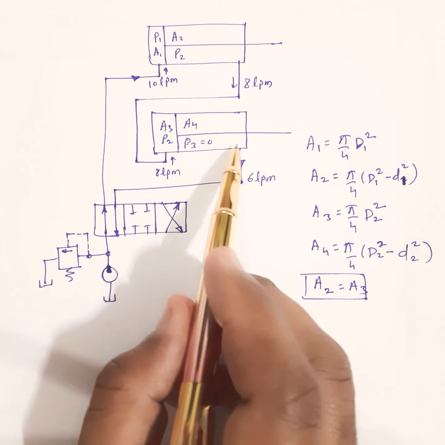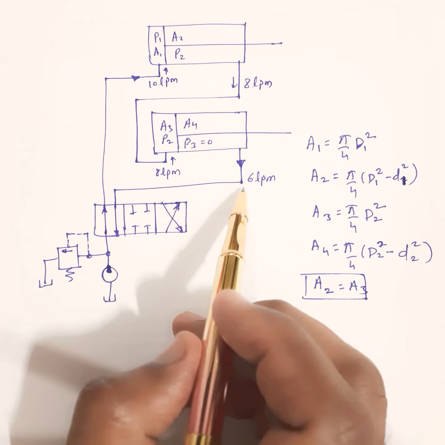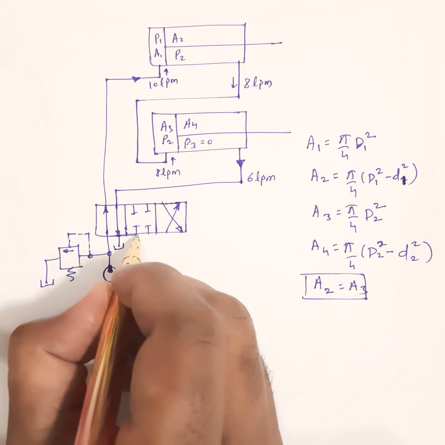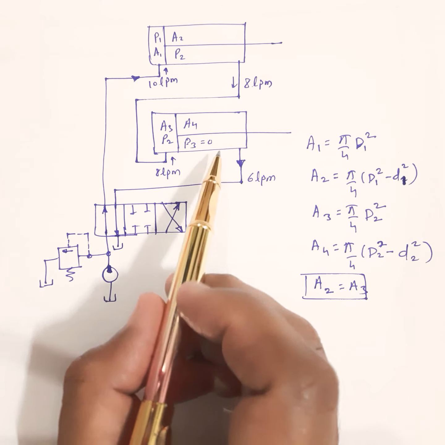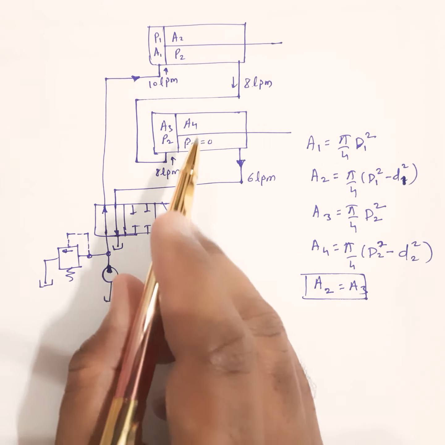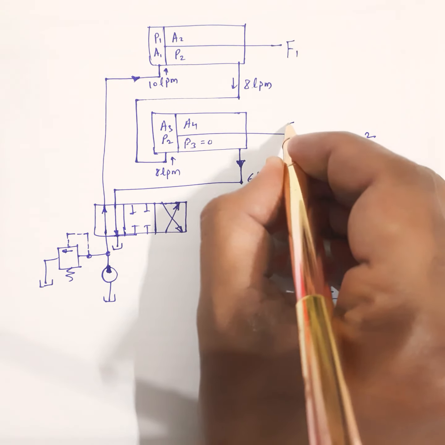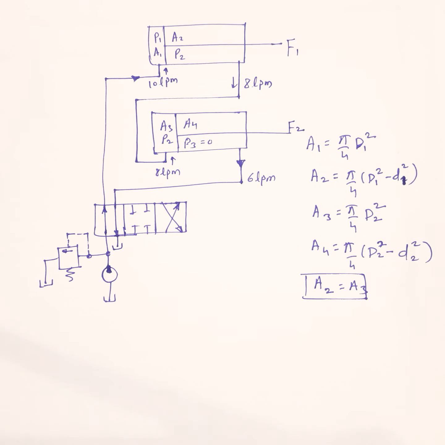Okay, so here the pressure will be P3, and P3 is equal to 0 because this line is directly connected to the tank. So let us do the force analysis. Here let us say F1 force is acting here and F2 force is acting here.